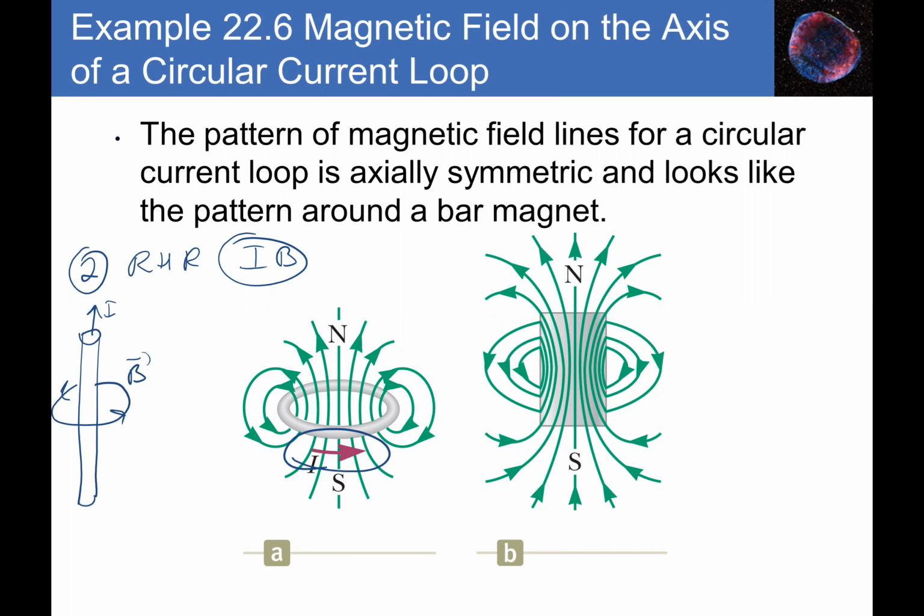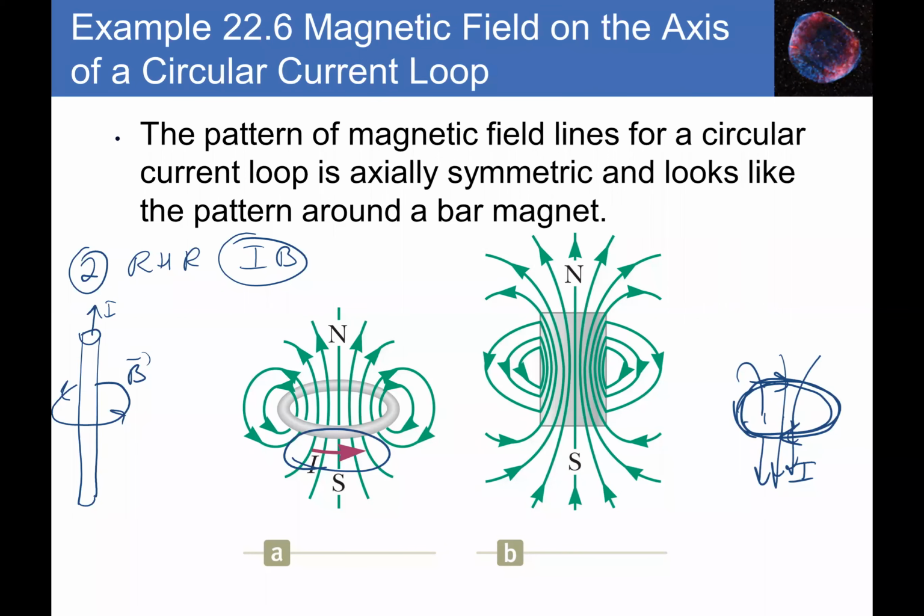And if you have a loop the other way around, with clockwise current, then if you curl your fingers in the direction of the current, which is clockwise, your thumb is pointing down. So the magnetic field will be going down inside this loop, okay? Because most of the time what we want is the magnetic field inside the current carrying loop.